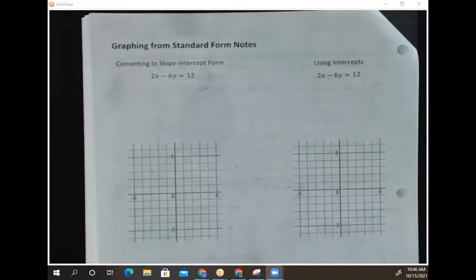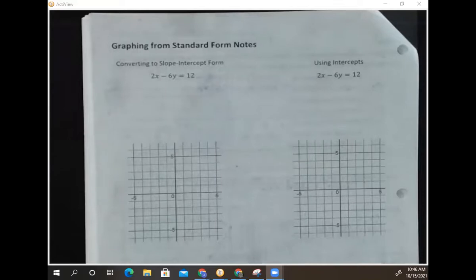We looked at all examples that had some sort of context or scenario to them, and we talked about how those particular scenarios typically lend themselves to slope, intercept, or point slope forms. So we talked about standard form. Today, we're going to talk just about graphing standard form.